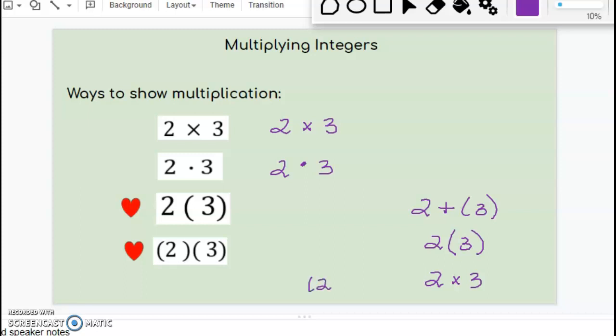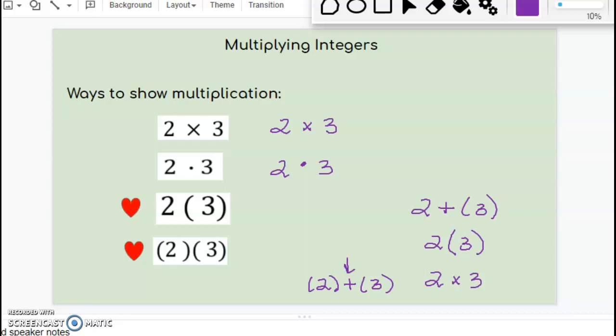Now, again, if you had something like this, notice there's a plus in the middle, so that would be addition, okay? Notice the difference. This one has nothing in the middle, so that means multiply. And the reason we do this in algebra is because we don't want to have too many x's laying around, because eventually our x's are going to be variables, okay? So I put a heart next to the bottom two, because we're going to try to use the parentheses as much as possible to get you used to it. But it's the exact same thing as the x and the dot.